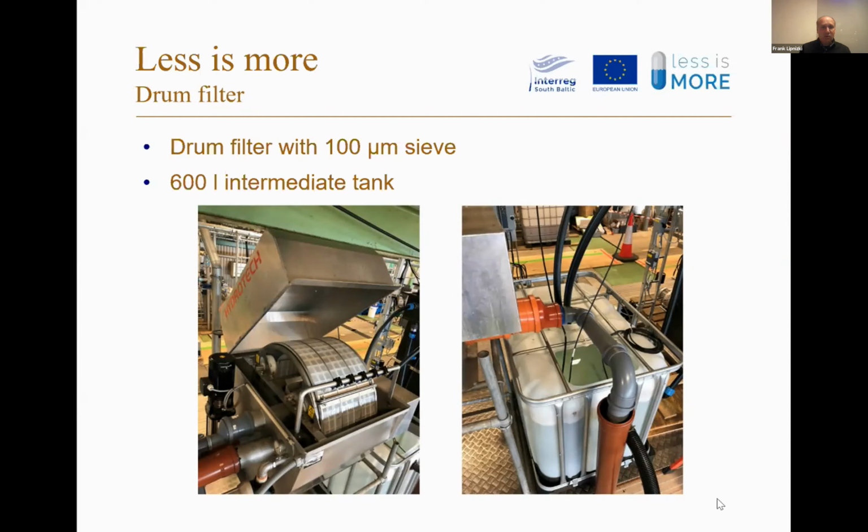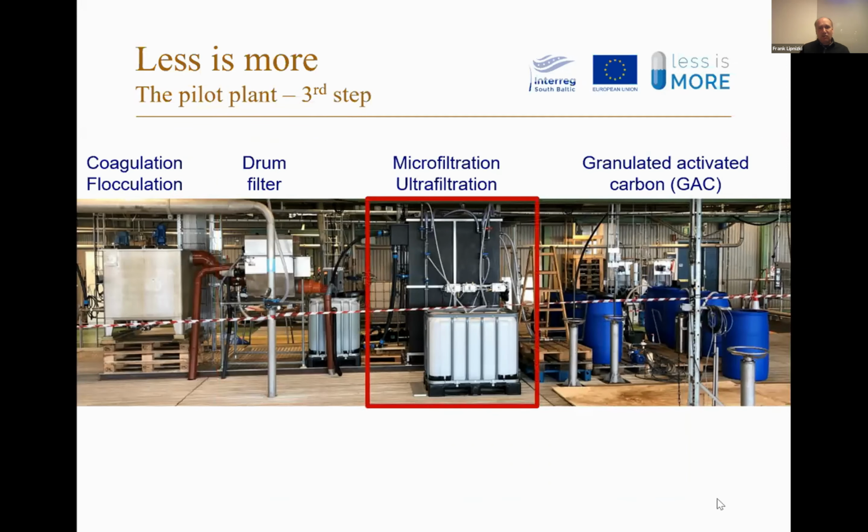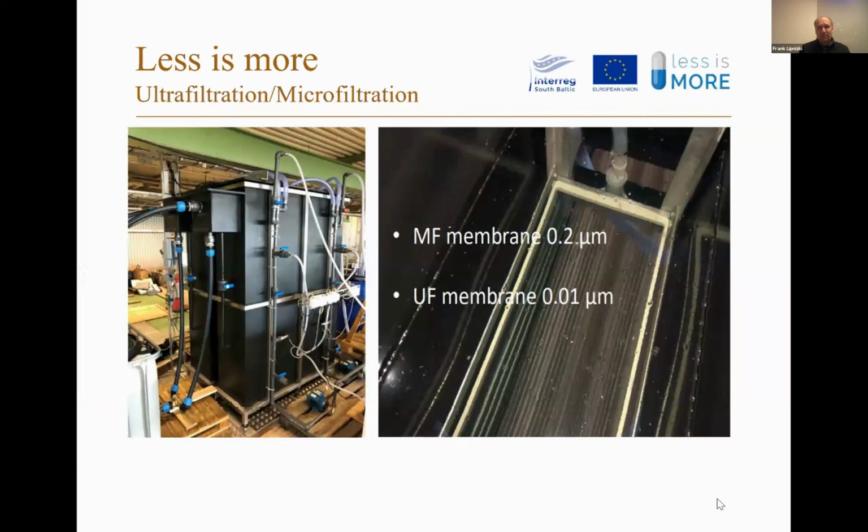We had an intermediate tank also installed with 600 liters. And from the microsieve, we then went further on to microfiltration and ultrafiltration. Here we used, basically, you could say, an MBR type of concept. Basically, we used flat sheet membranes, plate submerged directly into the feed tank. The interesting thing we did is we used two different types of membranes.